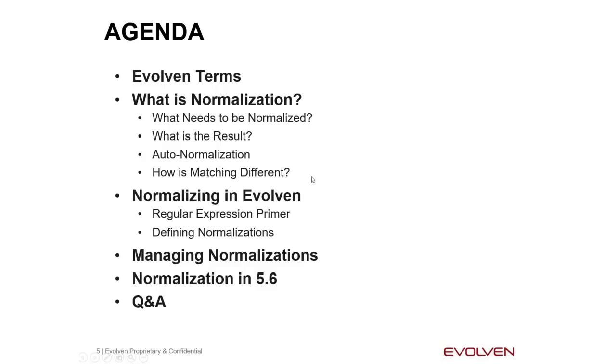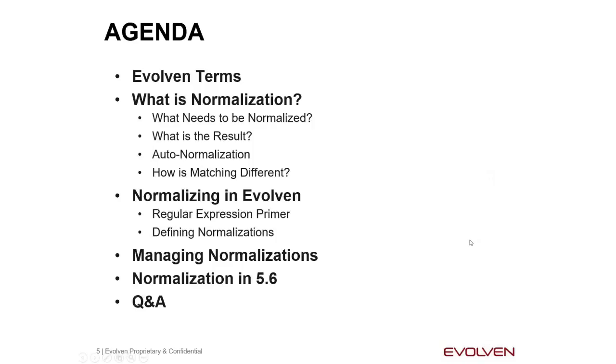All right, well, here's today's session. I'll first go through some Evolven terms, some things that you definitely need to know as I refer to them across. It won't be an exhaustive list, but just a few to make sure we all know what we're talking about. Then I'm going to cover what normalization is. I'll talk about what needs to be normalized, a few examples of those. What's the result of doing a normalization? I'll show you what the auto-normalization feature is. And we'll look at how matching is different.